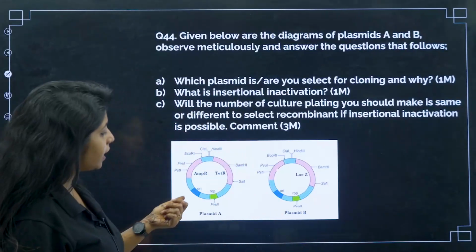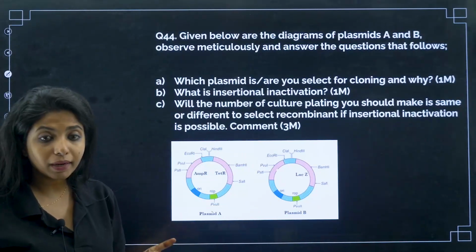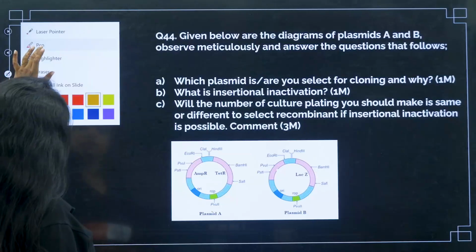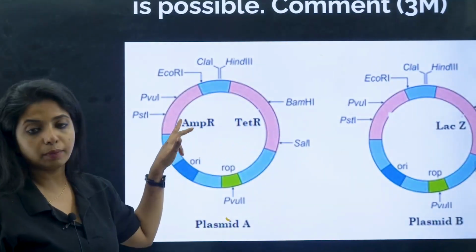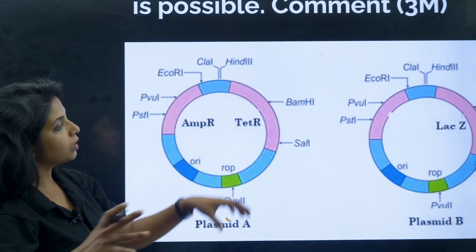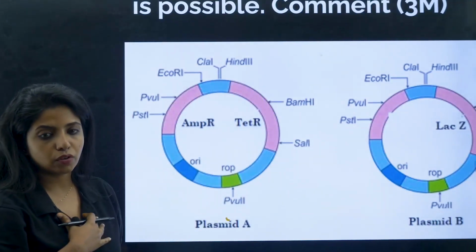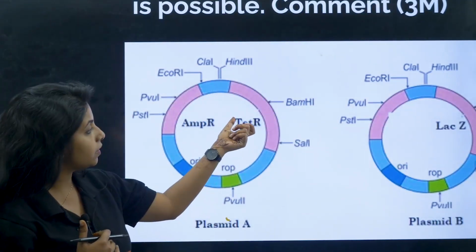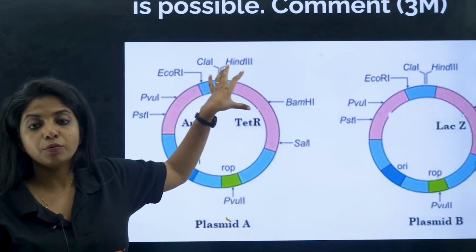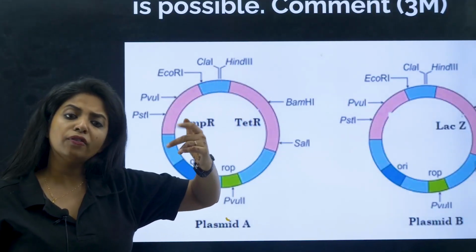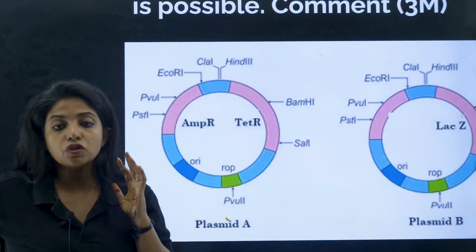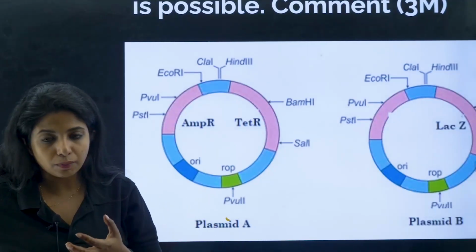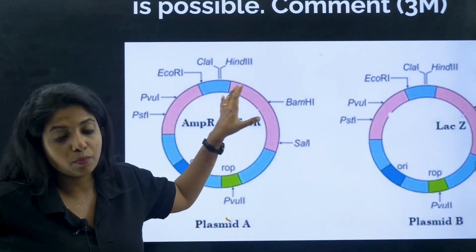I'll say that I'll select both plasmid A and B. Why, my dear children? Because in the case of plasmid A, I have two antibiotic resistance genes. In one, I can put the gene of interest that I am looking for. For example, in the tetracycline resistance area, I am putting my gene of interest. Now, how do I find whether this has my gene of interest or not? I just treat it with tetracycline. If it is not able to survive or grow in that particular medium, that means this has my gene of interest.